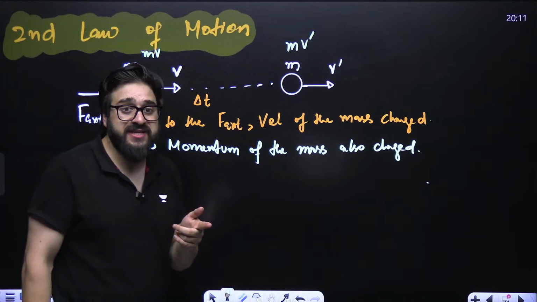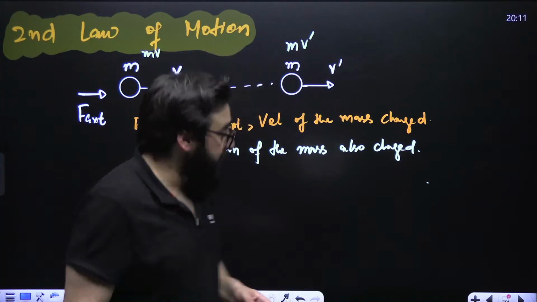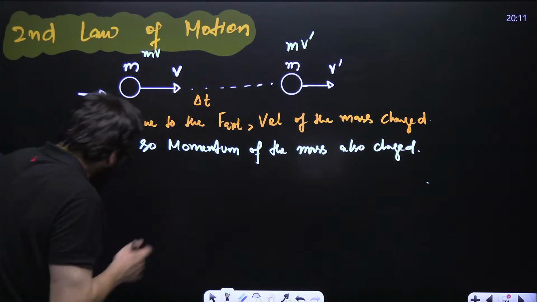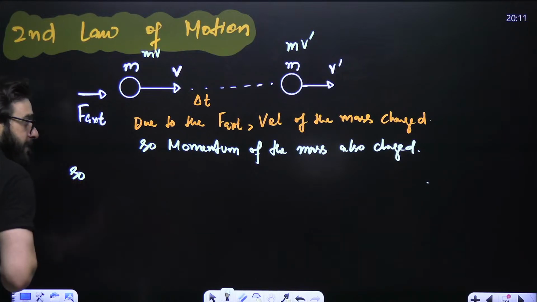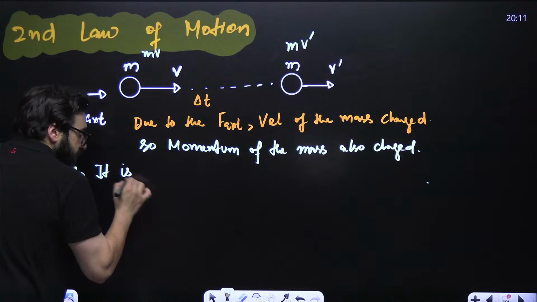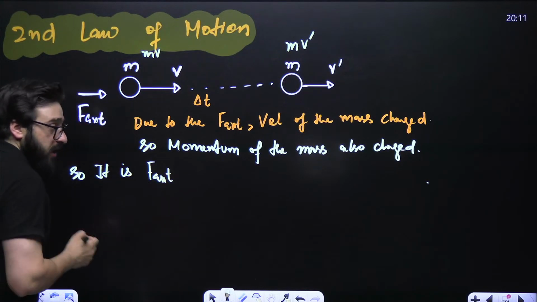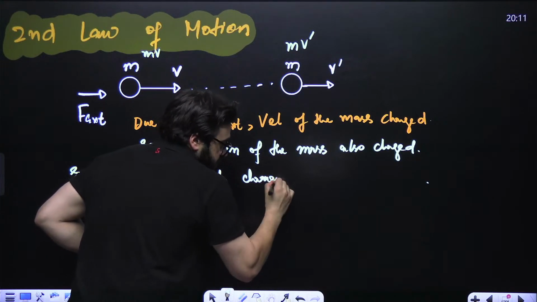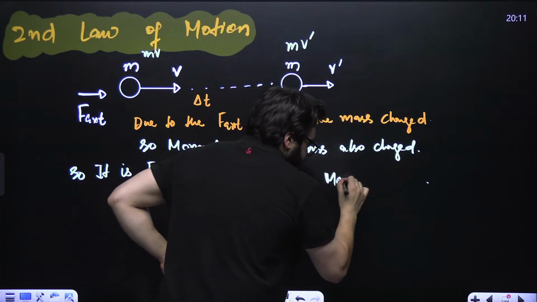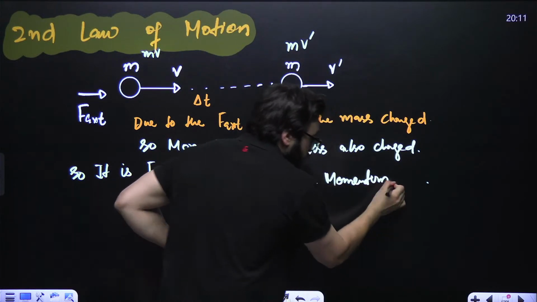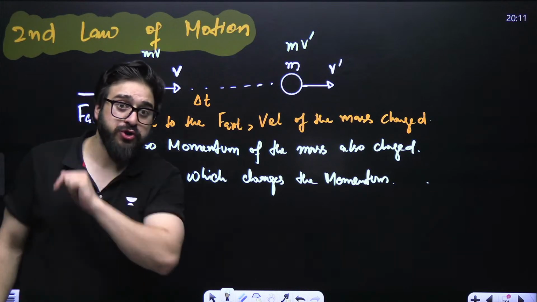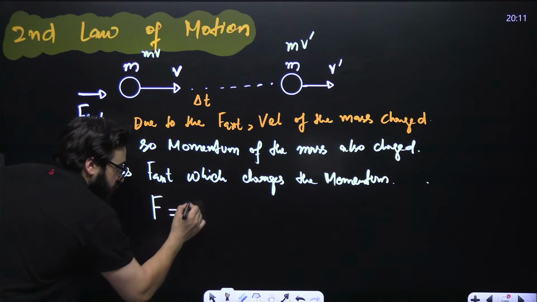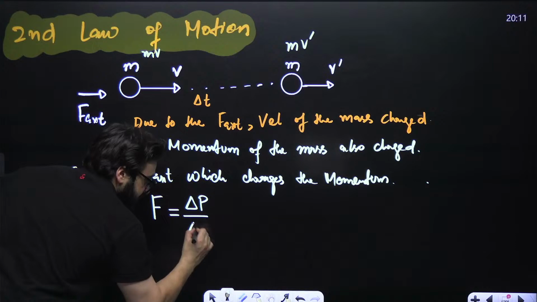So can I not say, because of the force, I'm directly saying there is change in momentum? So can I write over here? It is external force which changes the momentum. How are we supposed to write that? Sir, we can write it something like this. F external is proportional to delta P divided by delta T.